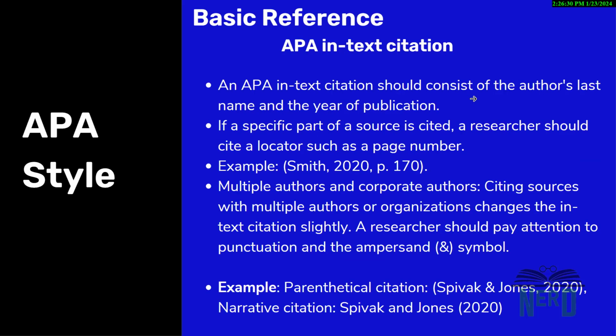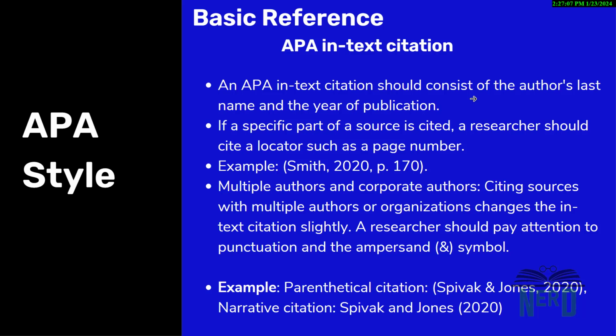But let me tell you about the basic references. APA in-text, when you're citing a text, what do you do? This particular citation consists of the author's last name first, right? And then the year of publication. If a specific part of the source is cited, a researcher should cite a locator such as a page number or other. You can see through the example that I have given, like there is a writer, we don't know the first name, right? So we have put Smith, right?